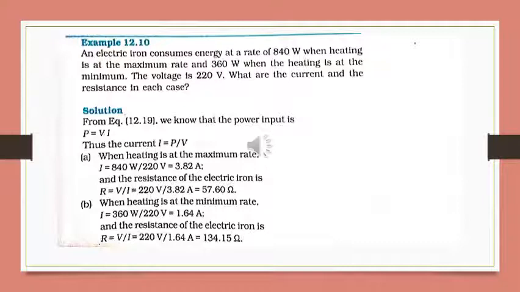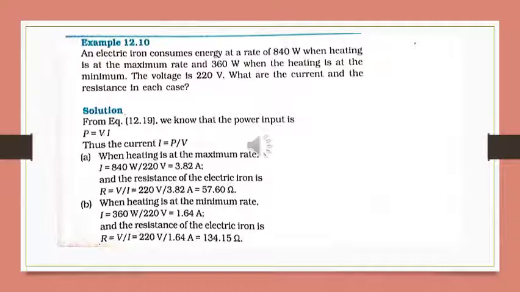So here first we know that the power input P is equal to VI, and thus current I equals P upon V. So when heating is at maximum rate, I is equal to 840 upon 220, that is 3.82 ampere. And the resistance of the electric iron is given by, using this value of current, R is equal to V upon I, that is 57.60 ohms.